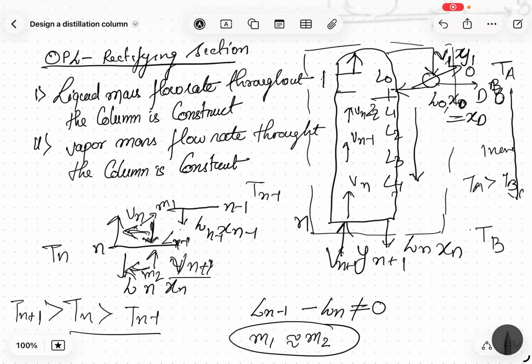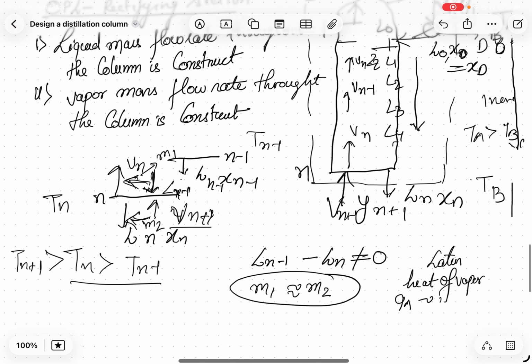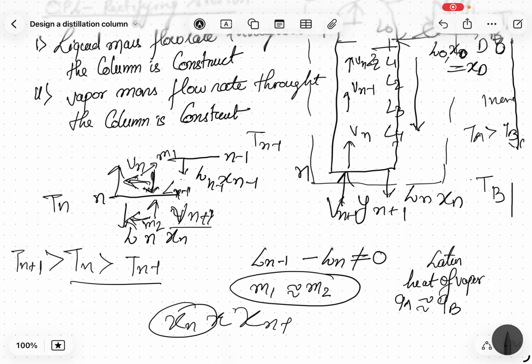m1 will be equal to m2 in a scenario when, if you take it in very vague terms, the latent heat of vaporization QA is very similar to QB. In that scenario, whatever the mole fractions xn or xn minus 1 are, they are not similar, but the overall latent heat of vaporization of that mixture at any stage will be the same.